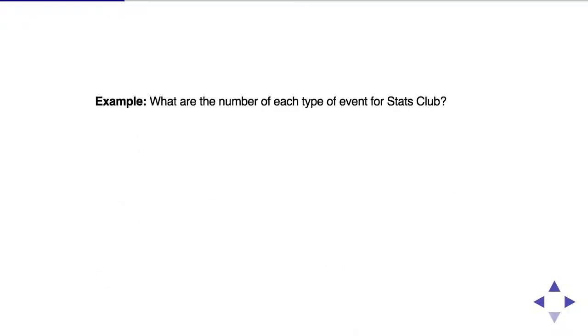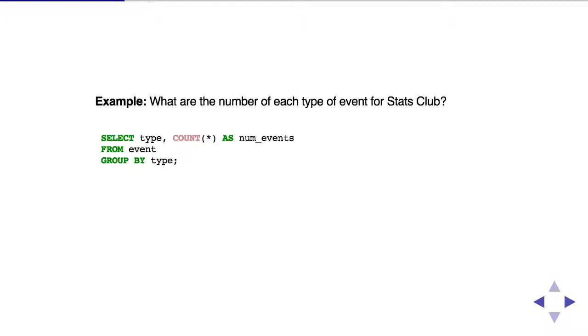So what is the number of each type of event for Stats Club? What we do is select the type and do a count of star. For now, I'm going to rename the column as number of events, to make it easier to reference. And from event, we're going to group by type.